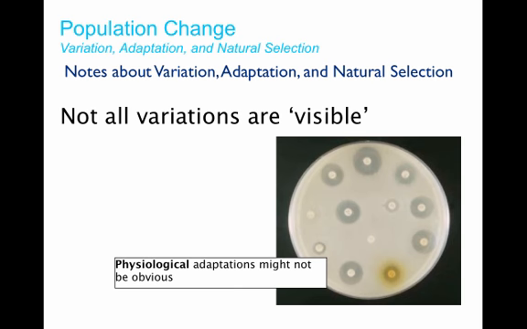Let's talk about some other subtleties of the idea of a population change. One of the complications that we can notice is that not all variations are visible. Some of them are hidden inside the functioning of the body of an organism. We call these adaptations physiological. There's something about the metabolism or the chemistry of an organism that helps them to survive. And a really great example of that is antibiotic resistance in bacteria.